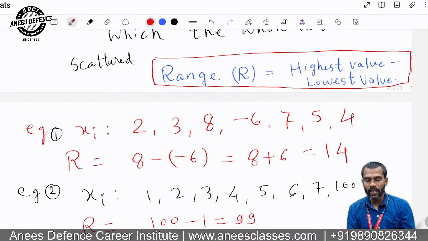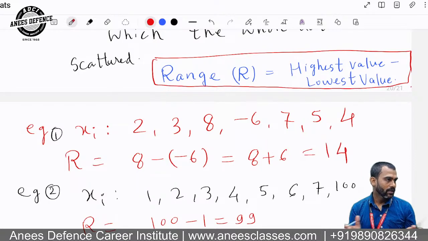So see, what is the length of the data? 99. The length of the interval where the whole data is there is 99. Yes or no? But is it true? All the data are there in between 1 and 7. I mean, between 1 and 10, I can say at most.